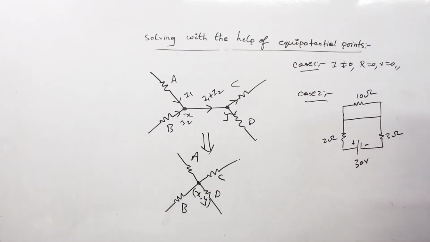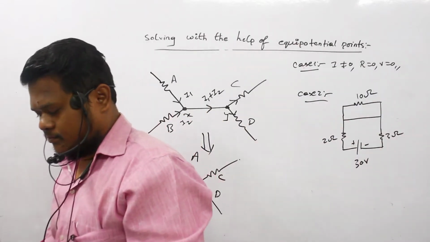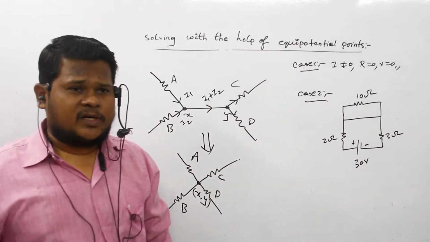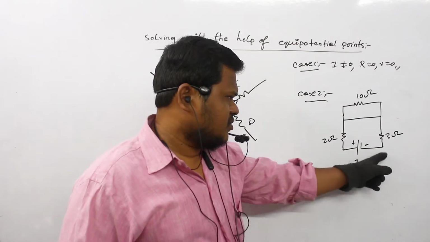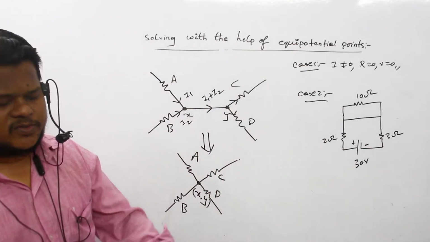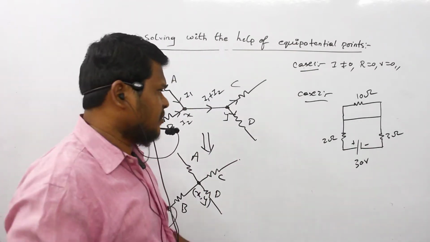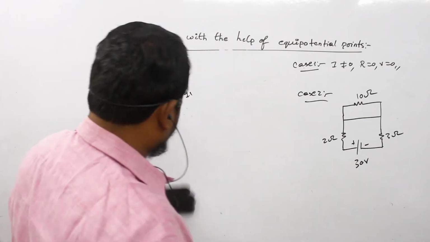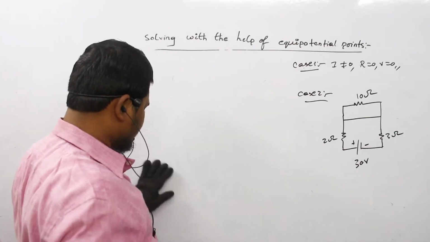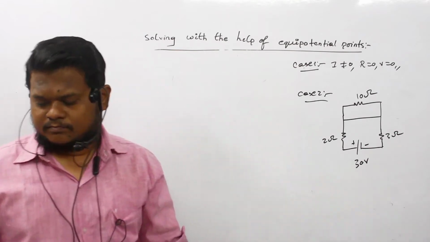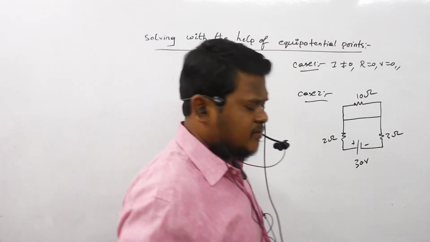Now can you say what is the current flowing in the 2 ohms resistor? What is the current flowing in the 3 ohms resistor? And what is the current flowing in the 10 ohms resistor? And what is the current flowing in this branch? Similarly, what are the potential drops across 2 ohms, 3 ohms and 10 ohms? All these values you are supposed to calculate. We have already studied these kinds of problems in capacitances. Can anybody say?